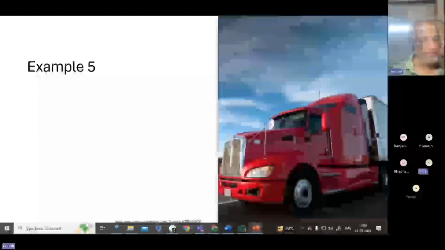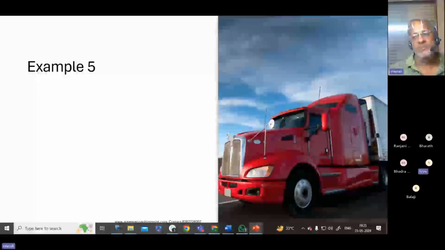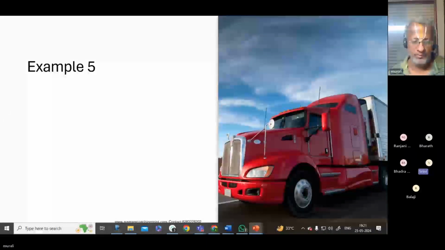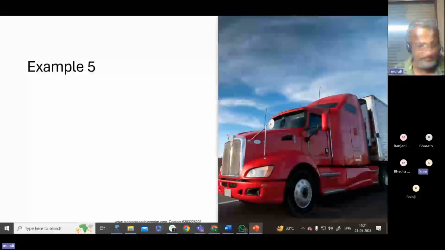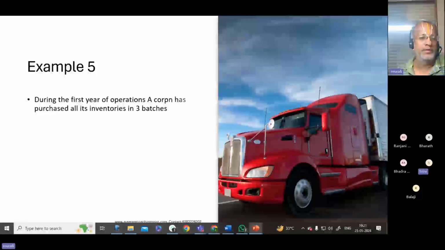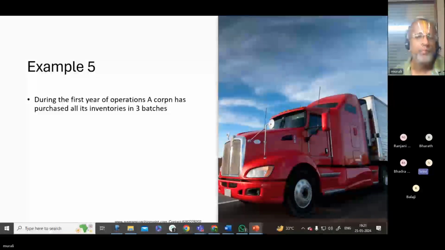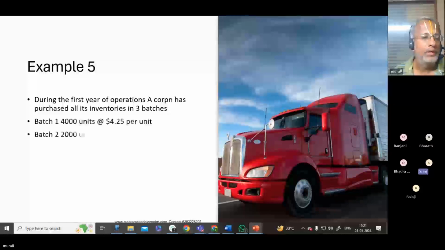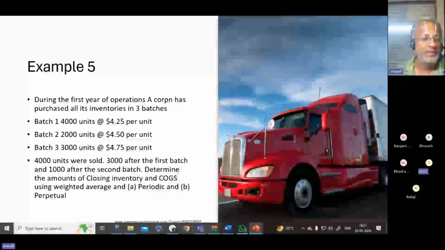See example number 5. Please put it on mute. We understood better the meaning of perpetual inventory and periodic. Very important, that's the main distinguishing point that we learned today. Yes. So what do we understand in this particular case for weighted average?